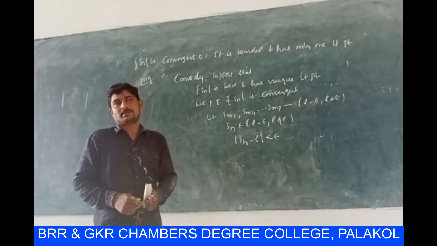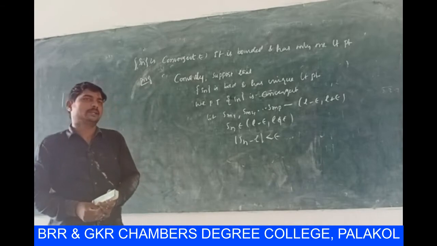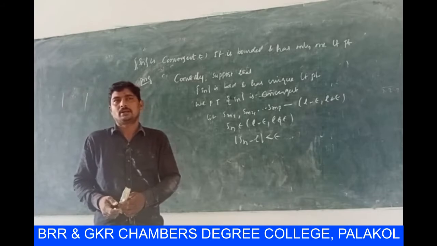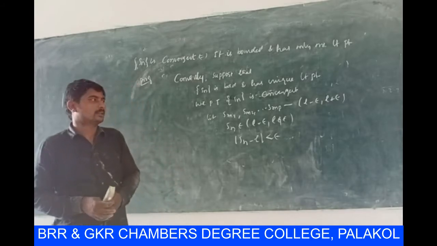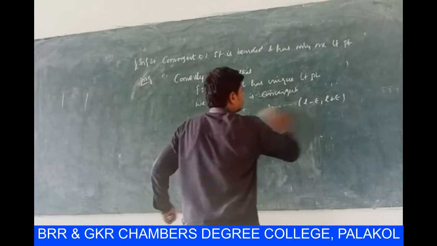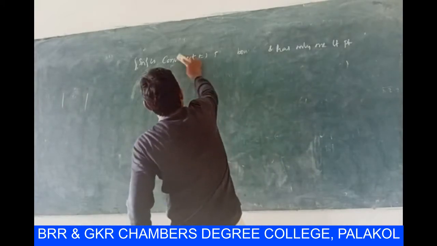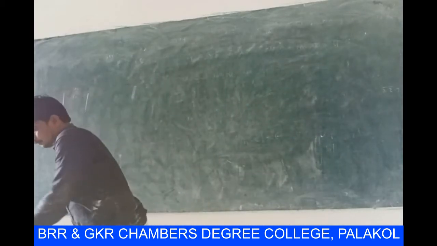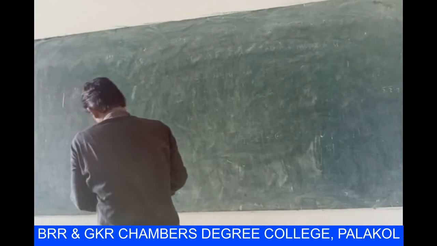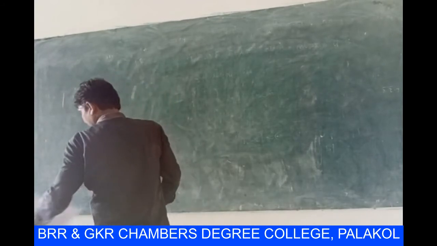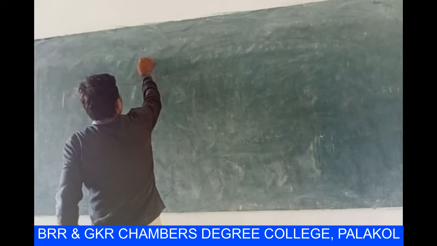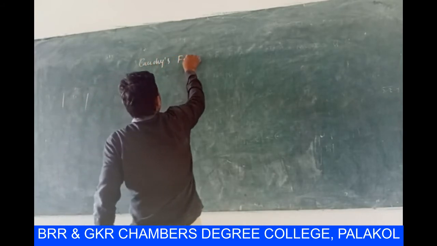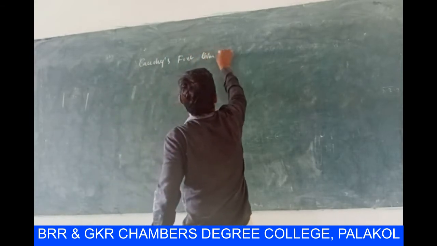Now we will see some other theorem statements and the problems related to those theorems, like Cauchy's first theorem, Cauchy's second theorem, and so on. These are the theorems on limits. I will write the statements now. First one is Cauchy's first theorem on limits.